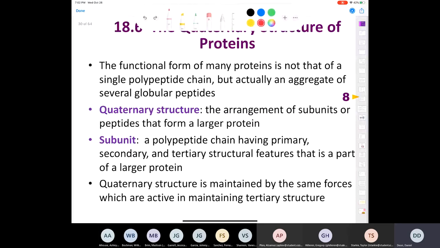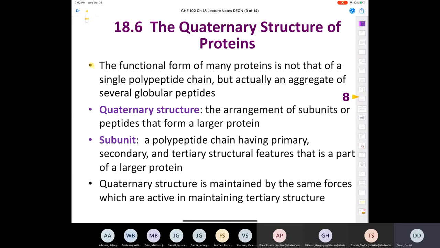It says here, the functional form of many proteins is not that of a single polypeptide chain, but it's actually an aggregate or a conglomeration of several globular peptides. Quaternary structure is the arrangement of subunits or peptides that form a larger protein. So subunits, all that means is that a protein that has quaternary structure needs to have two or more proteins bound together in order to have the structure. So each part we call a subunit, all right?